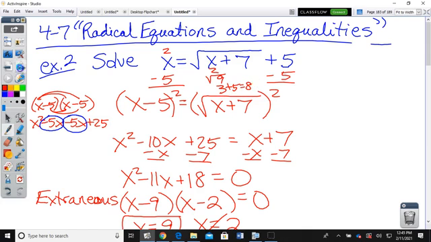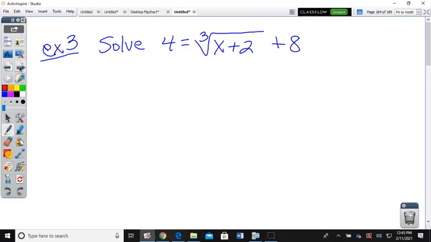All right. Example 3, which is our example 2. We skipped example 1, sorry. Same process. Can we get the radical by itself? We can. Okay. What would I do to get the radical by itself? Subtract 8.